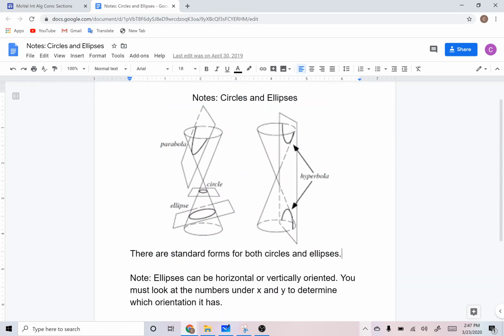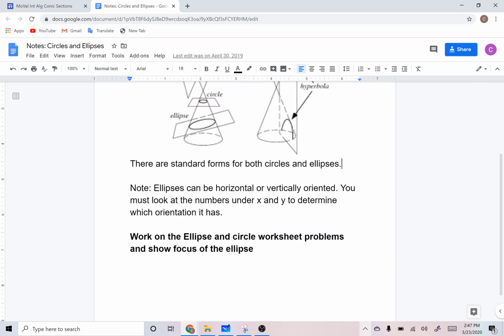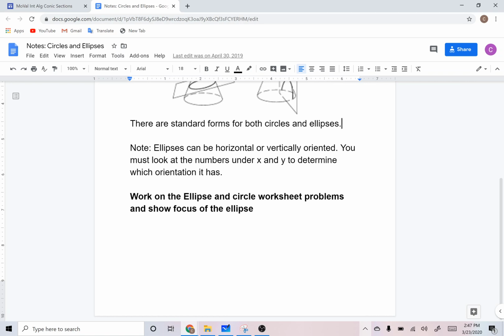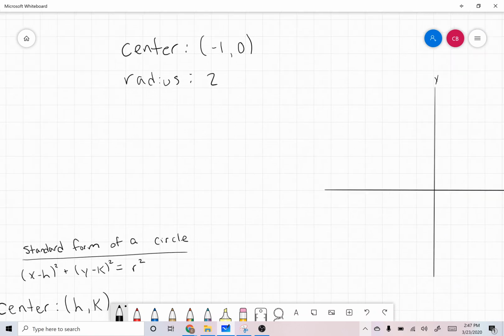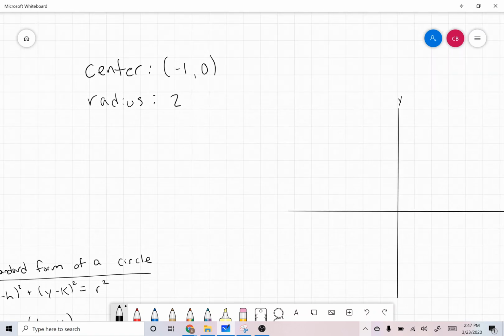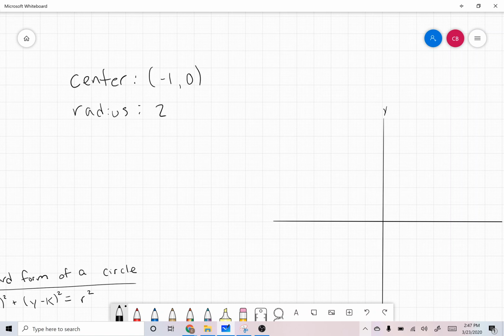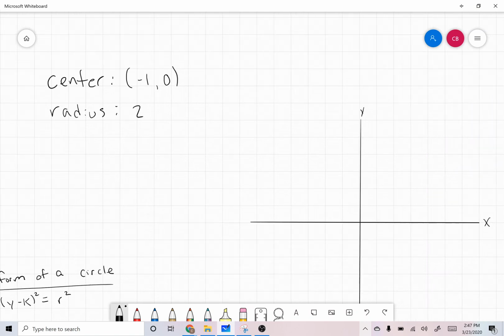Just so you know, there are standard forms for circles, ellipses, and hyperbolas. Ellipses can be horizontally or vertically oriented, and you must look at the numbers under x and y to determine which orientation it has. We're going to work on circles first in this video. If you have a circle, it has a center, and at the center it has a radius. Every point on the circle will be the same distance from the center. In this case, we're going to say that the radius is 2.